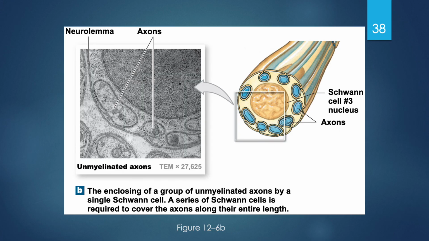Figure 12-6 also shows you a transmission electron microscopy image zoomed in at 27,000 times to be able to show you that there is a single Schwann cell myelinating a whole number of unmyelinated axons of multiple neurons. So you'll see that there are multiple Schwann cells lined up along the axonal length, so that way it is able to insulate and myelinate the entire length of the axon.